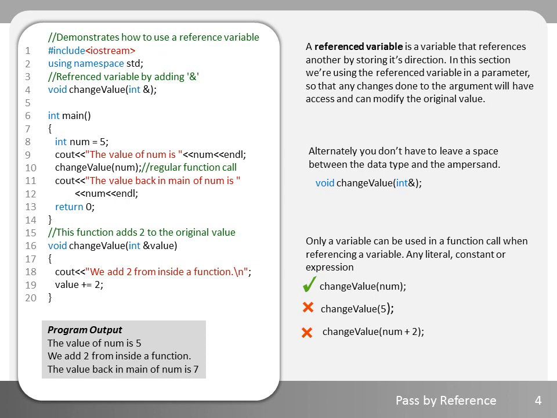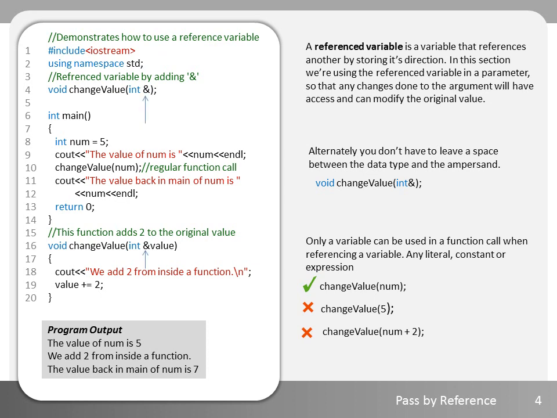In this program, I'm going to demonstrate how to use a reference variable. So first, I declared an integer variable called num and initialized it with 5. Then, in the following line, the message "the value of num is 5" prints, and then a call to function changeValue is done with num as an argument.